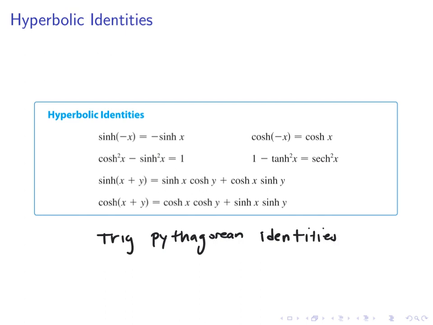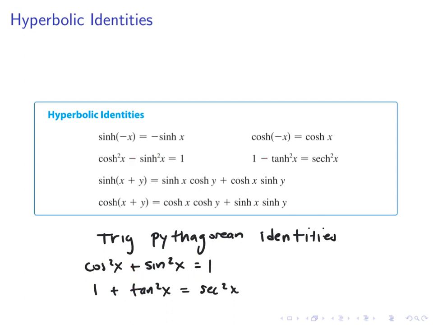But the trig Pythagorean identities: if you remember for trigonometry, it's cosine squared x plus sine squared x is 1, and it's 1 plus tangent squared x equals secant squared x, like that, okay? So note the differences with the hyperbolic functions, right? Instead of these pluses, they're just minuses. That's the only difference, okay?